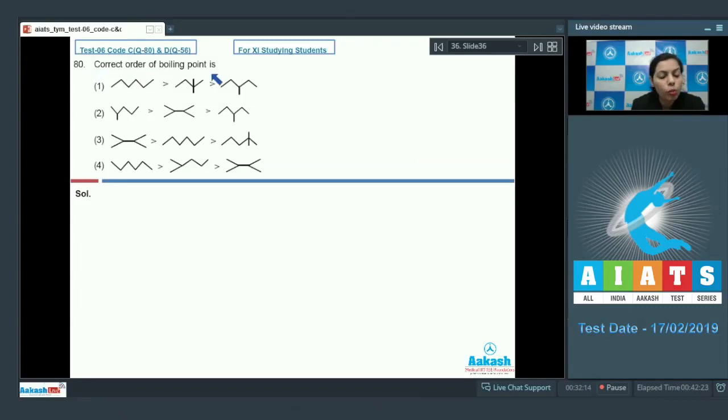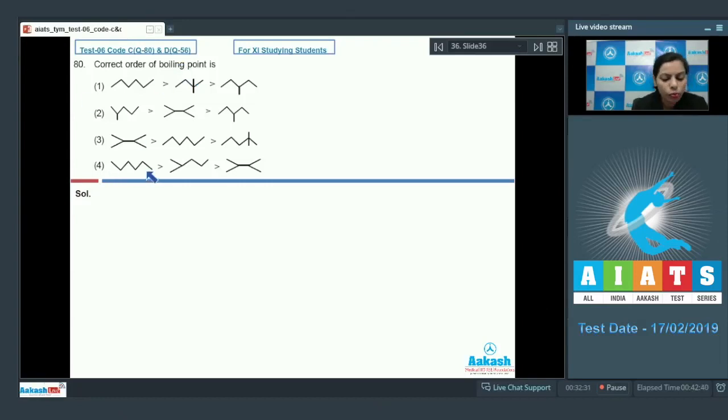Question number 80. Correct order of boiling point is. If we talk about boiling point, that depends on the molecular mass. But here all the compounds given in the options are isomers of hexane. It means the boiling point is dependent on the surface area. The more the surface area, the more the boiling point would be.